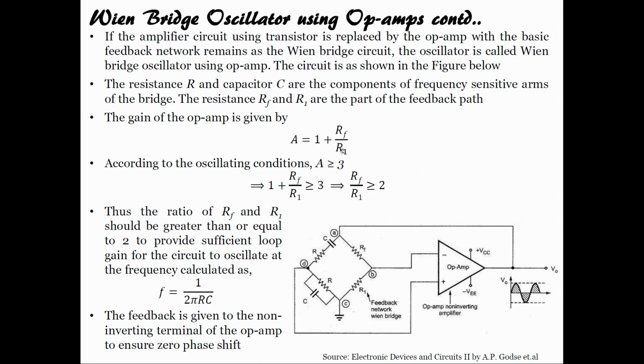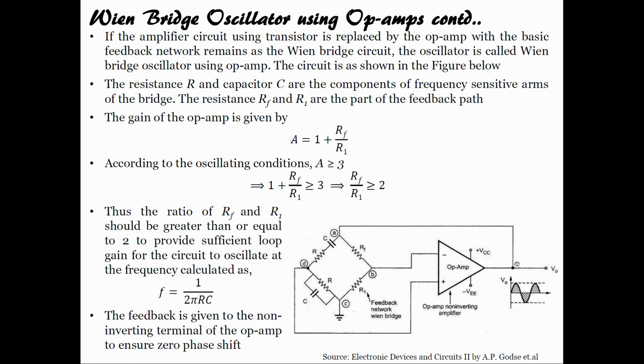According to the condition for oscillations for Wien bridge oscillator, A should be greater than or equal to 3, that means 1 plus RF by R1 should be greater than or equal to 3, or RF by R1 should be greater than or equal to 2. So, we can adjust the values of RF and R1 such that my value comes greater than or equal to 2, right. For the oscillation to occur, the frequency calculated is f equals 1 by 2 pi RC. Feedback is given to the non inverting terminal of the op amp to ensure the 0 phase shift, you can see here, so that we have a 0 phase shift at the output, right.